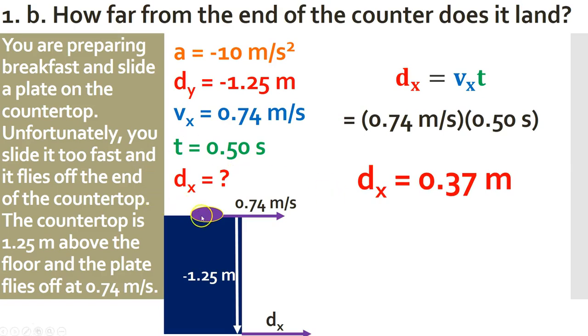So what that's saying is this plate is going to fly off the edge of this counter, and then it's going to have this little parabolic trajectory down to the floor, and it's going to land on the floor, boom, 0.37 meters away from the edge of the counter.